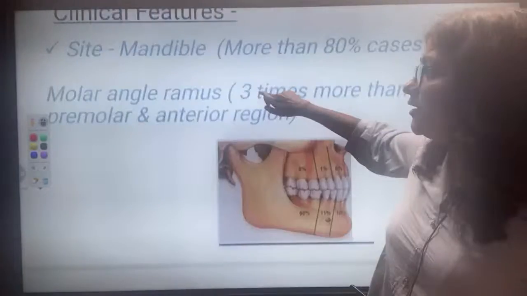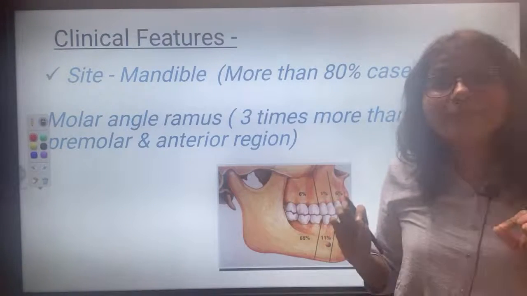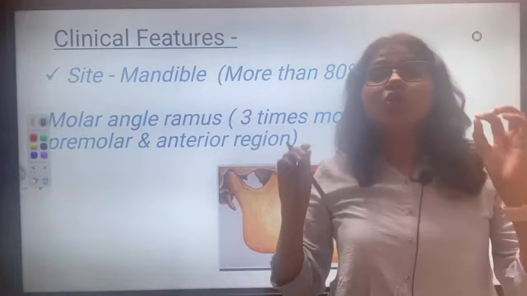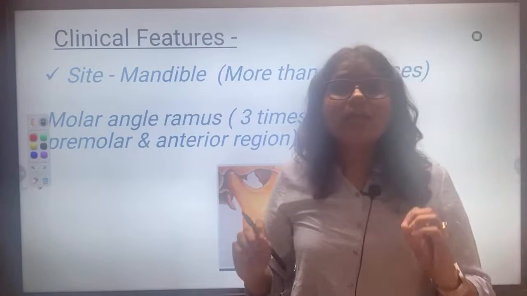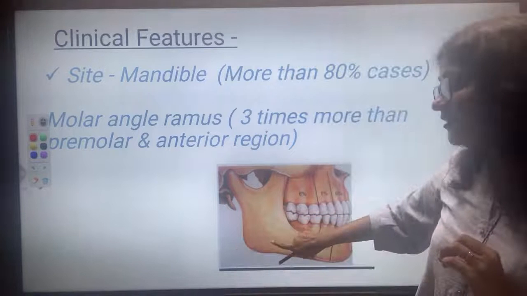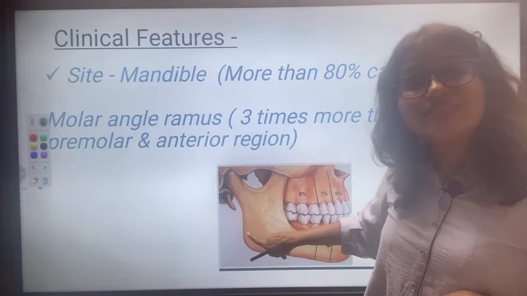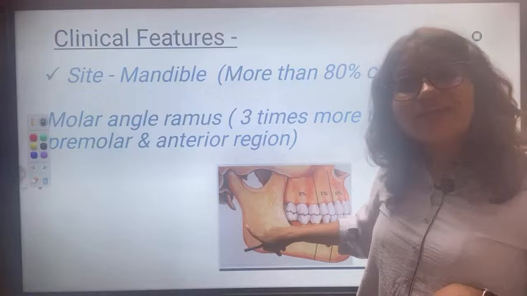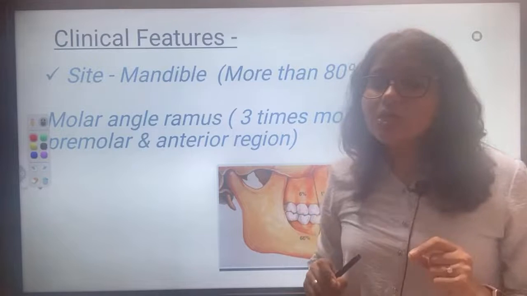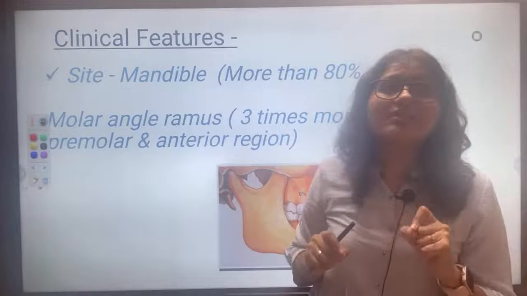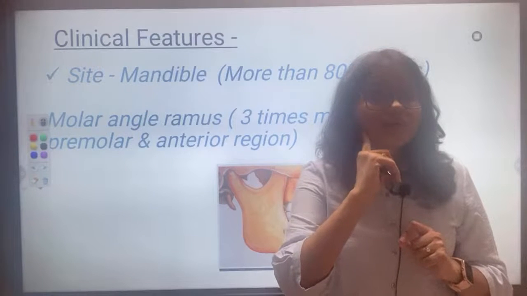What is the next point? Okay, very important. What is the site for ameloblastoma? So remember, just write all these points in your copy. Usually ameloblastoma occurs in the mandible. Okay, so it usually occurs in the mandible, and in the mandible, which area is it most commonly seen? In the mandible also, it is most commonly seen in the ramus angle area, third molar area, right?